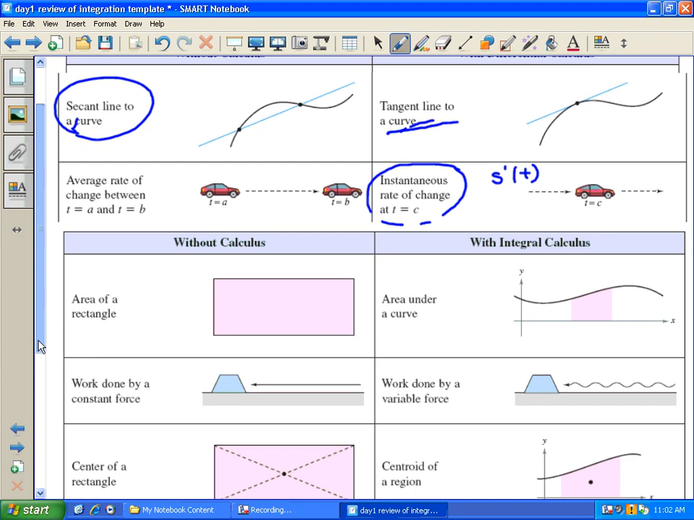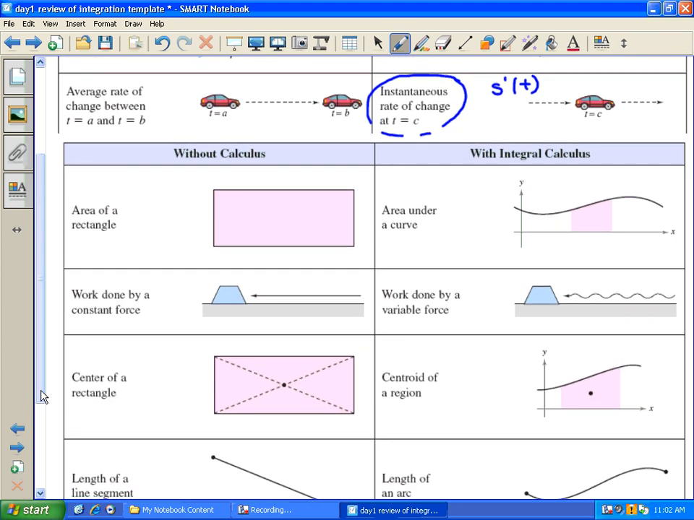We also learned in Calc 1 an application of calculus was finding area under a curve. Without calculus, you can find areas of geometrical known figures. With calculus, for any function f of x, you will be able to find the area under it as long as we can integrate that function.